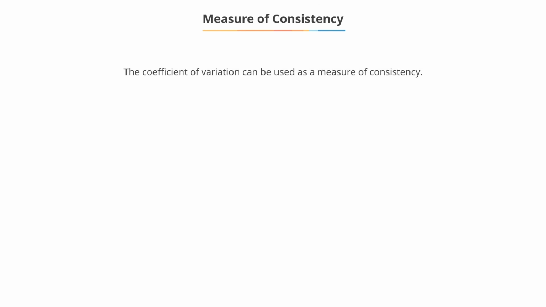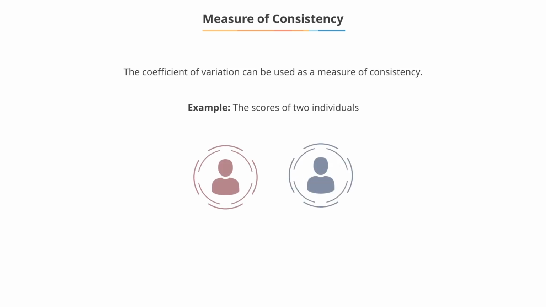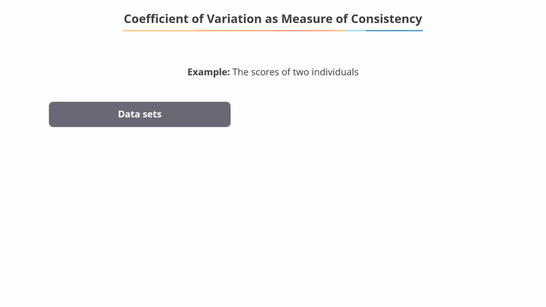The coefficient of variation can also be used as a measure of consistency. For example, when two data sets represent scores of two individuals, the individual with a lower coefficient of variation is considered more consistent. Considering the same datasets from the previous video.